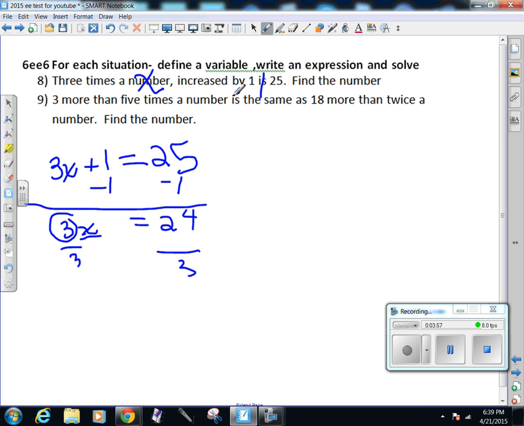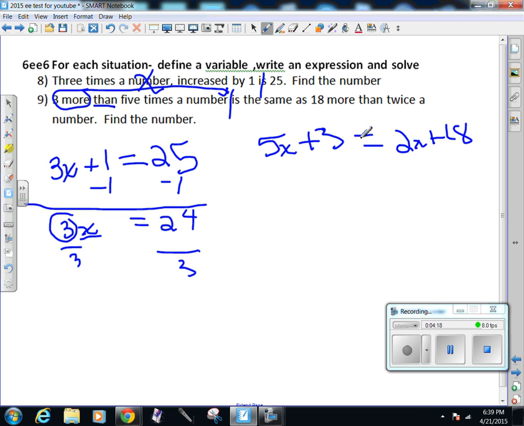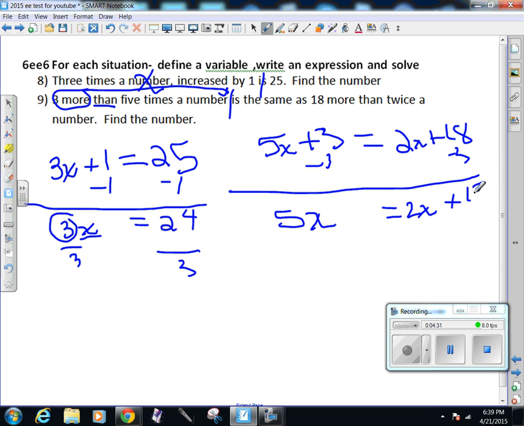Okay, next one. Is there an "is"? Yes. So put that there. 3 more than 5 times the number. So there's my "than." Circle it. Send everything to the back. So 5x plus 3 equals 2x plus 18. So you're going to start with your numbers. So I'm going to subtract 3 from both sides. So I have 5 x's, this cancels, equal 2 x's plus 15. Subtract 2 x's here, subtract 2 x's here, and then 3 x's equal 15, and then solve it.